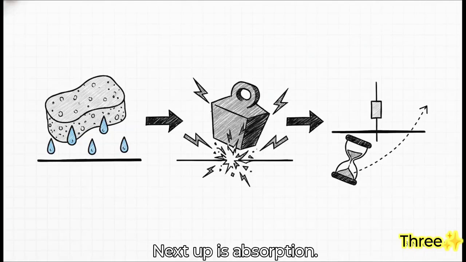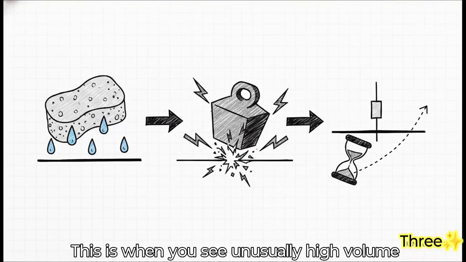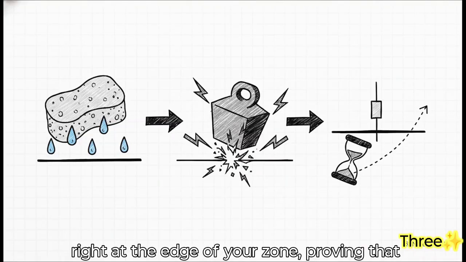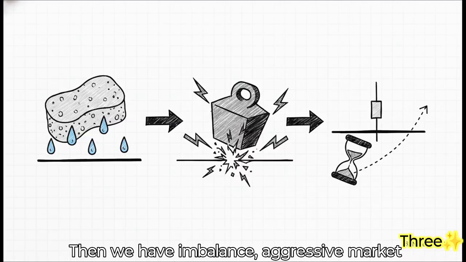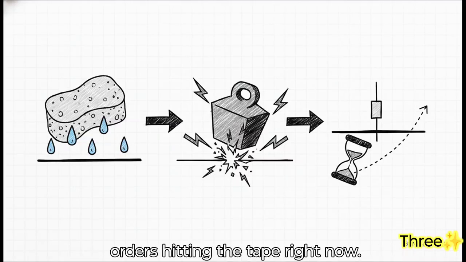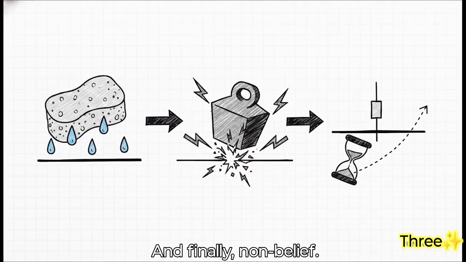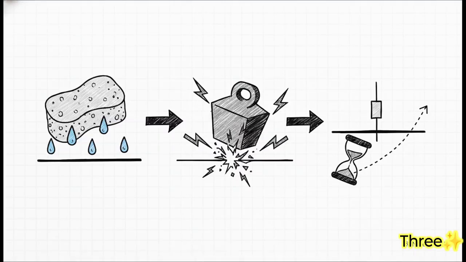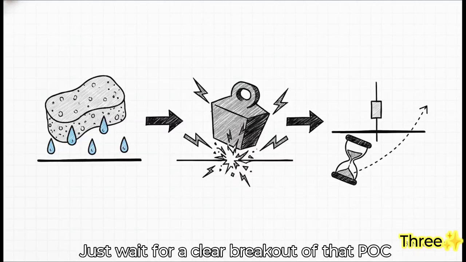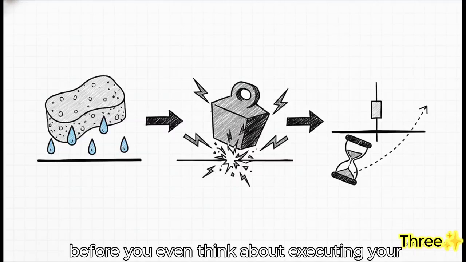Next up is absorption. This is when you see unusually high volume right at the edge of your zone, proving that big players are absorbing retail orders. Then we have imbalance, aggressive market orders hitting the tape right now. And finally, non-belief. If a candle closes right at its POC, it shows market uncertainty. Do not jump in. Just wait for a clear breakout of that POC before you even think about executing your limit order.